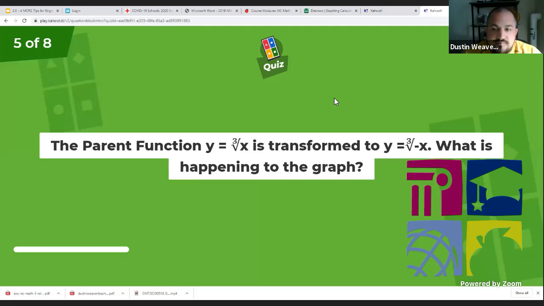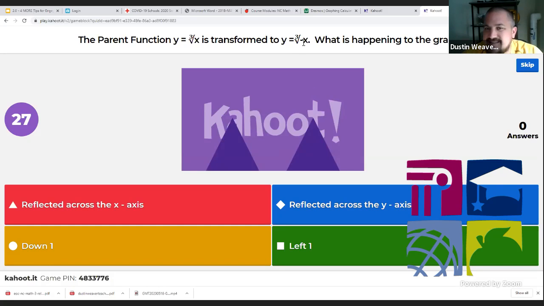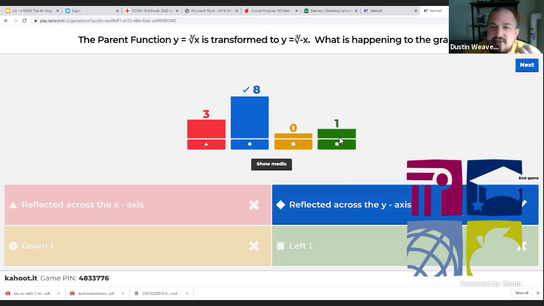Number 5. A negative inside. What do you think happens here? Yep. So a negative on the outside, it reflects across the x-axis. If you have a negative on the inside, it actually reflects it across the y-axis. So it moves it to the other side.